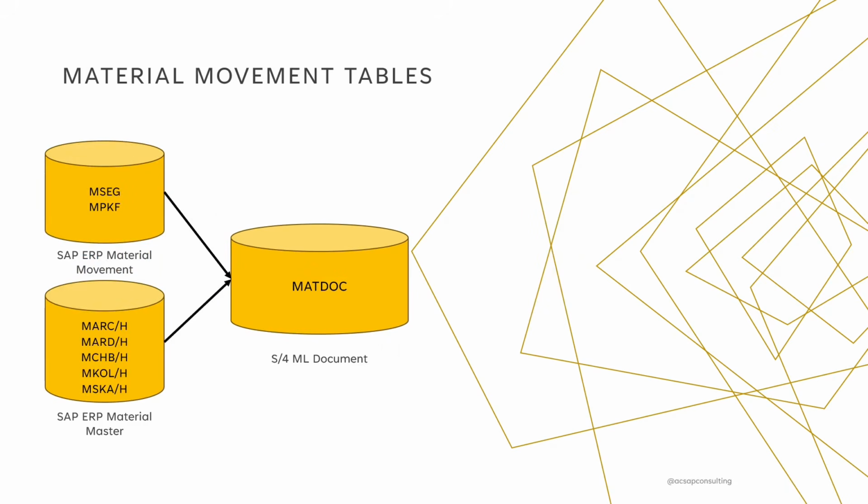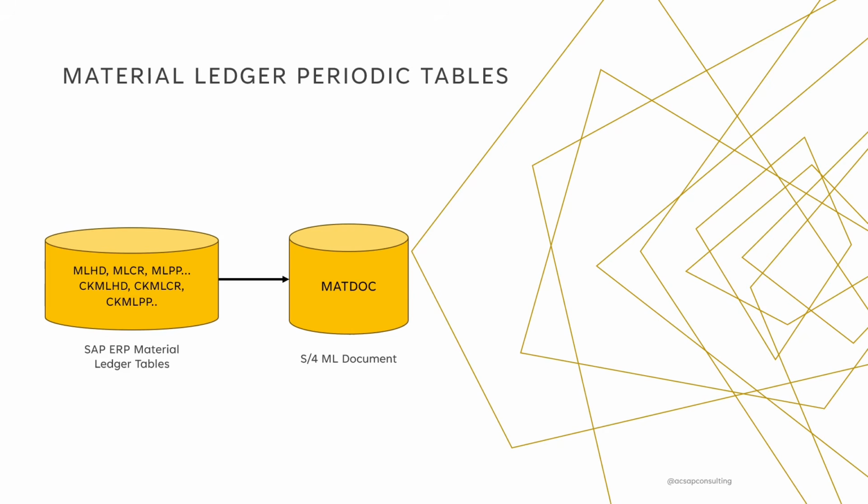Similarly, if you see the material movement tables, typically these store the transactions happening on the materials, like goods receipts or goods issues, etc. So these were using MKPF and MSEG tables and other material master tables like MARC, MARD, etc., which were also used to store the transactions of the material. All those are also now made obsolete and consolidated into the MATDOC table, which is the material document table in S4. So everything is now in one single place, which is the MATDOC table.